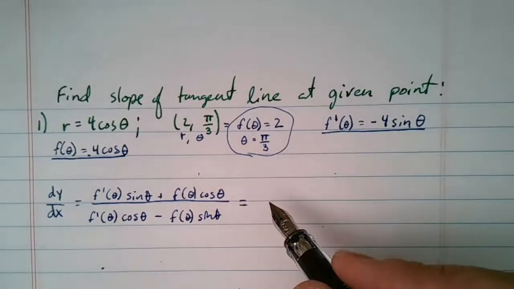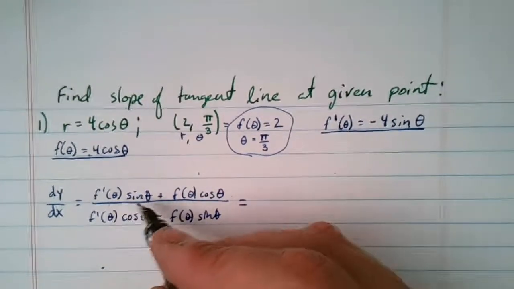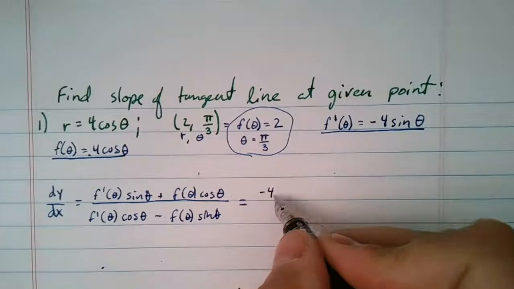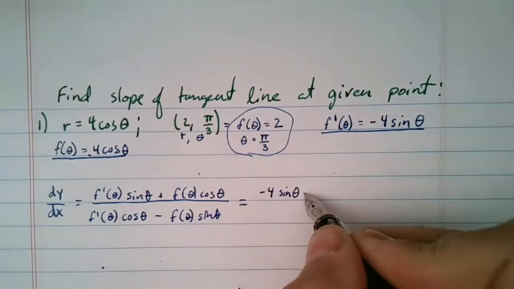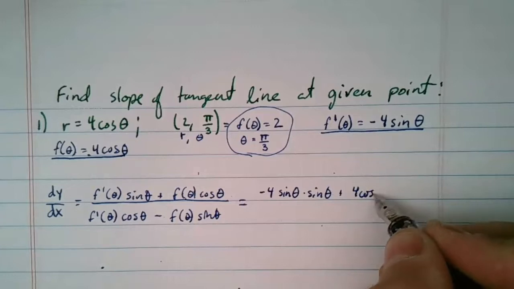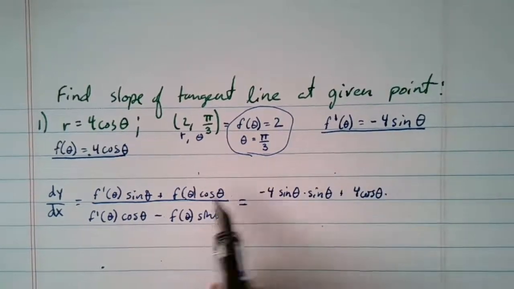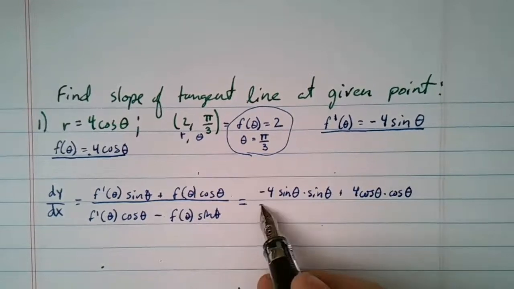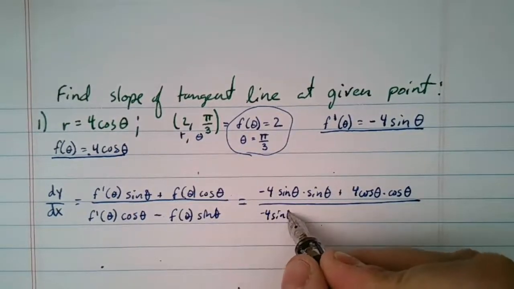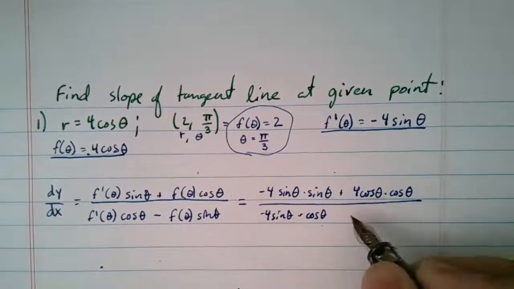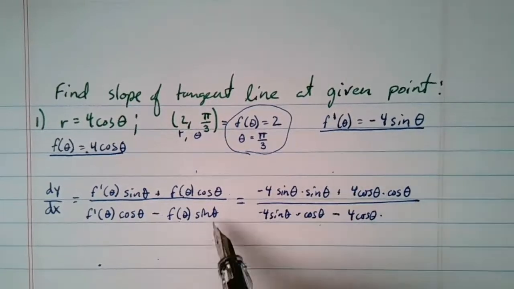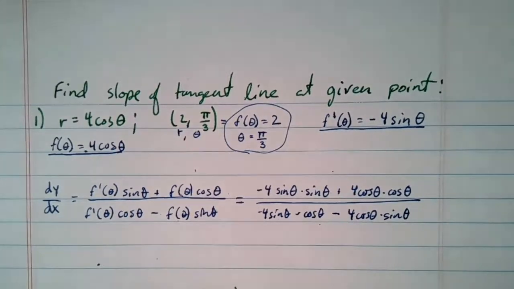We derived dy dx. So that's going to be f prime of theta times sine of theta, and f prime is negative 4 sine theta, times sine theta, plus f of theta, which will be 4 cosine theta, times cosine theta, over, and it's going to be f prime times cosine, so negative 4 sine times cosine, minus f of theta, 4 cosine theta, times sine of theta. So something like that. Okay?